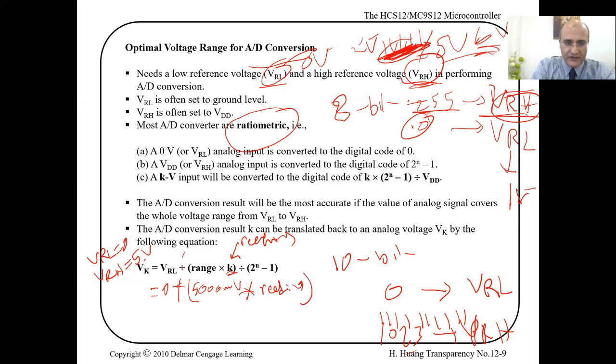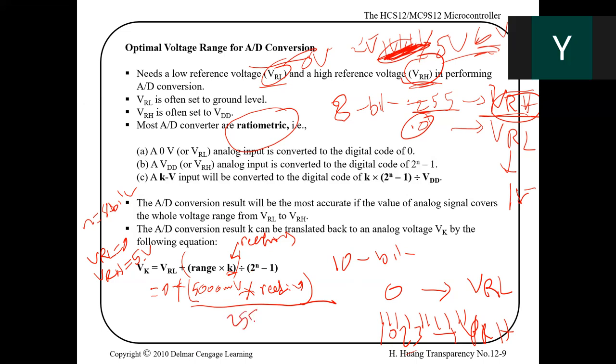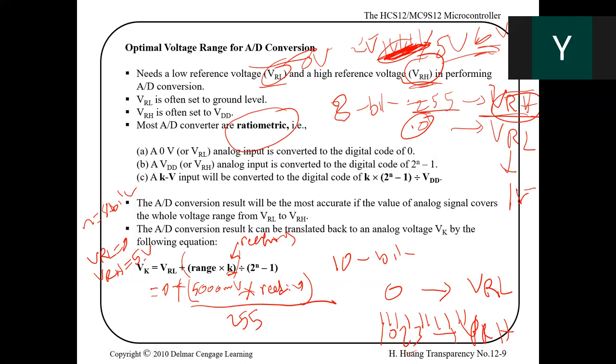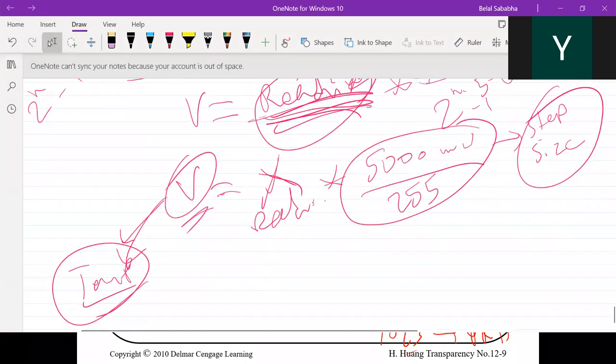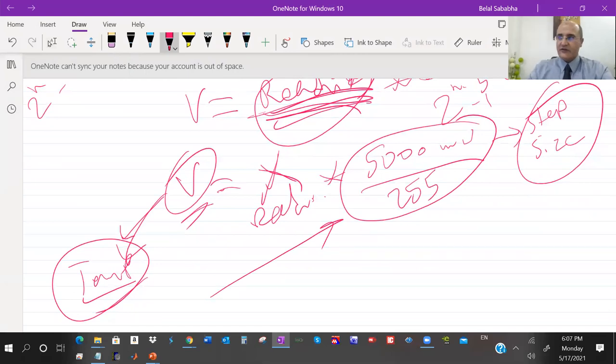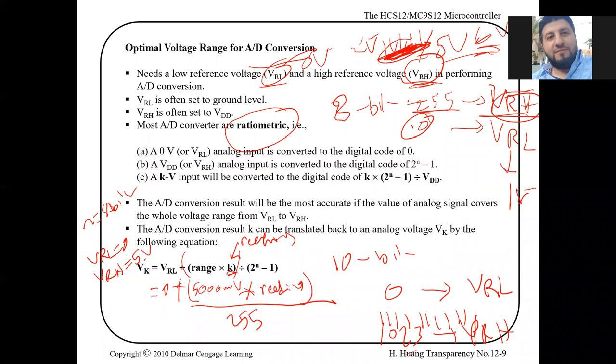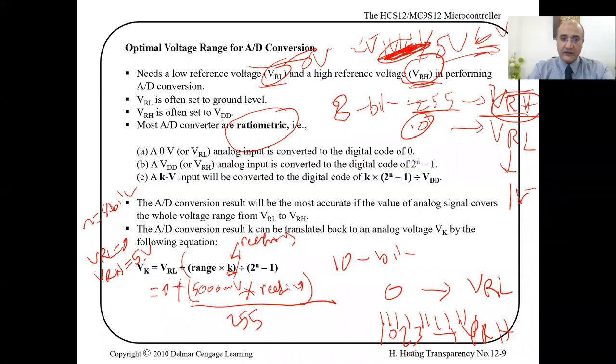divided by 2 to the n, if n is 8 bit, 2 to the n minus 1, 255. This is what we just did over here. So, doctor, the k is the analog reading, the digital reading.